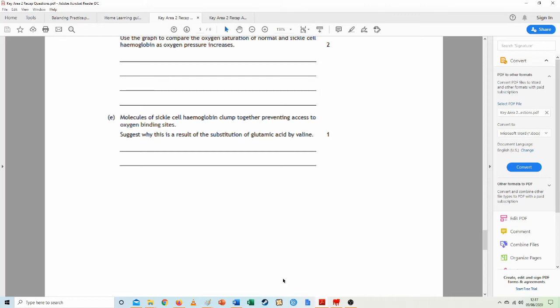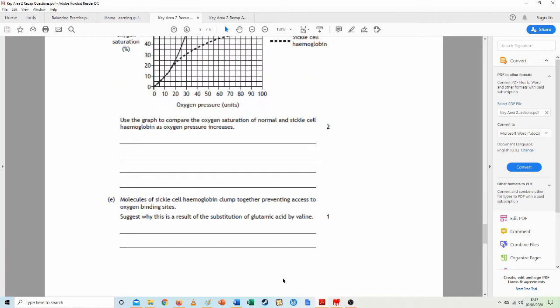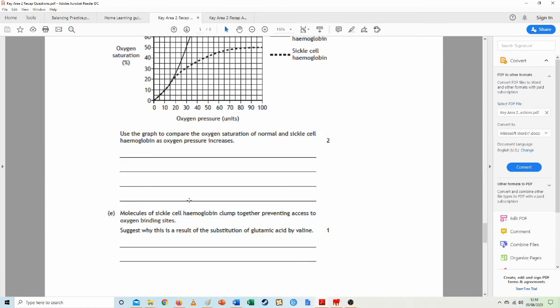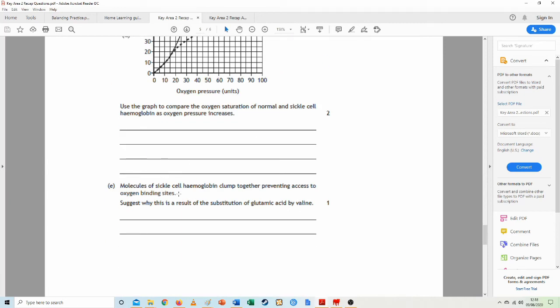So, molecules of sickle cell hemoglobin clump together, preventing access to oxygen binding sites. Whoa! And that's because the glutamic acid has been swapped for the valine. So if we go back up and we take a look at these two, what they're saying is the heme site for a normal hemoglobin has this glutamic acid, whereas valine has been swapped in there in the sickle cell. Now, if you've got glutamic acid and you've got that negative charge, it's going to be repulsed by the other negative charges within that heme group at the oxygen binding site.